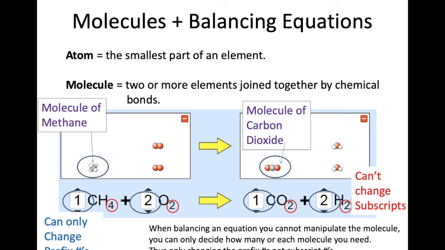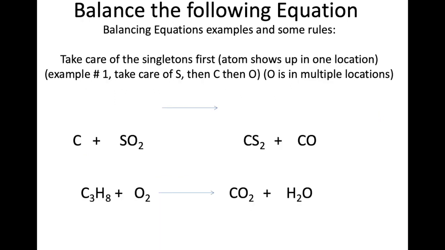So, in review, you can only change the prefix numbers. When you're balancing an equation, you cannot manipulate the molecule. You can only decide how many of each molecule you need, thus only changing the prefix numbers, not the subscript numbers. So let's do an example of balancing the following equation. Here's some examples and rules.